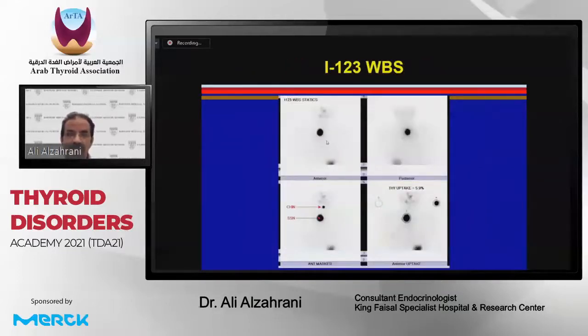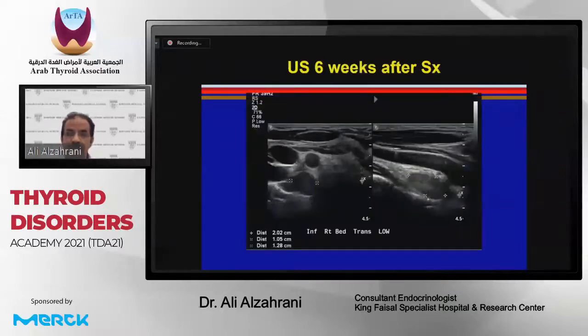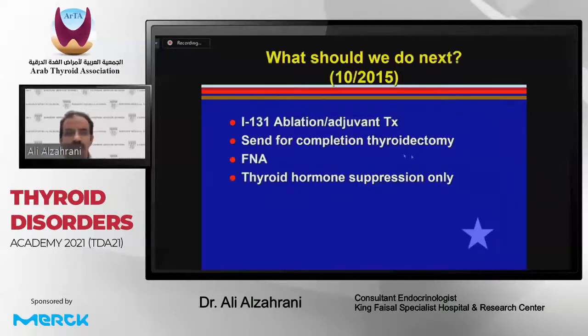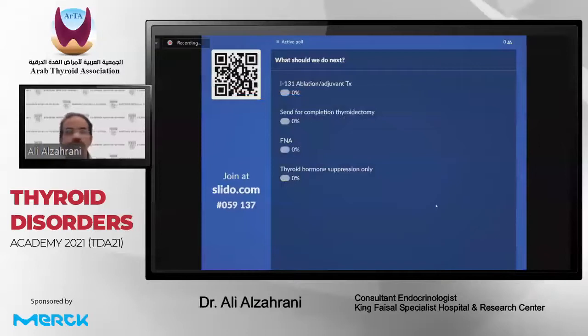And this is the scan. The scan again is showing very hot focus, most likely here in this same lesion. And the uptake was 6%. So the surgery was not terribly complete. So the question here, what would you like to do? Would you go ahead and ablate her with radioactive iodine, or send her for completion thyroidectomy? Would you do FNA from this residual 2 centimeter tissue and then decide, would you just put her in thyroid hormone suppression only? And again, I would like you to decide what to do.